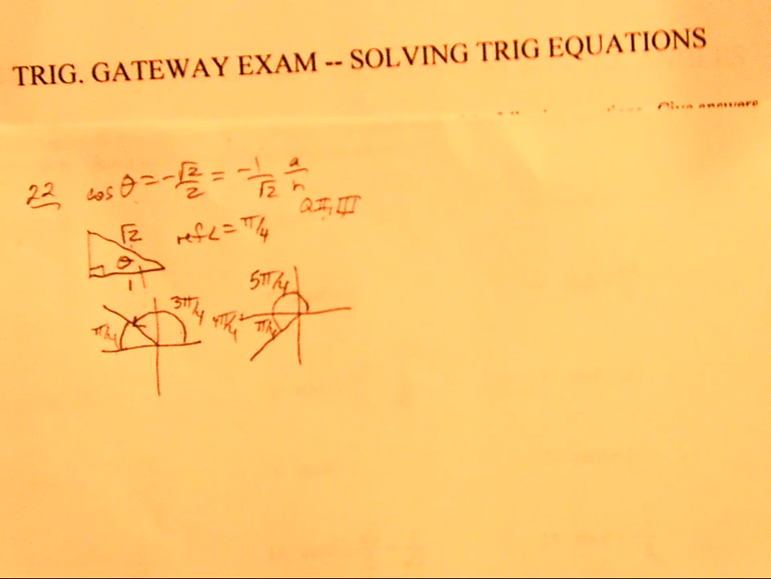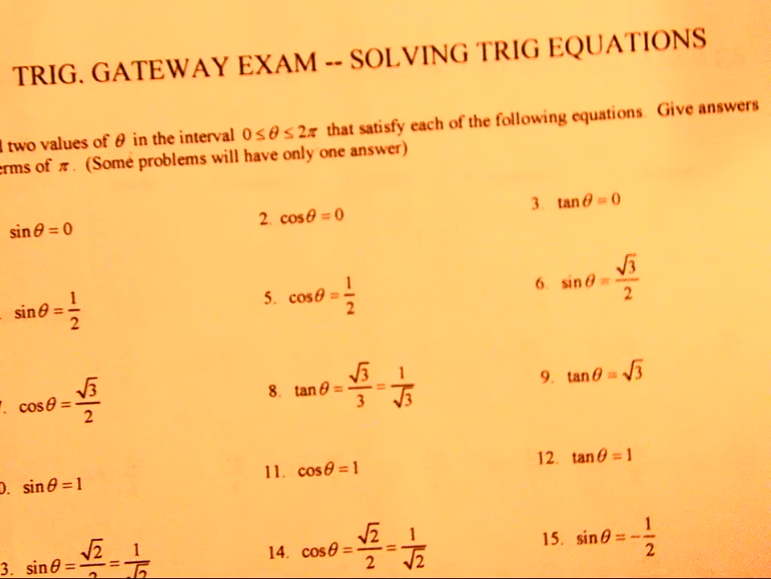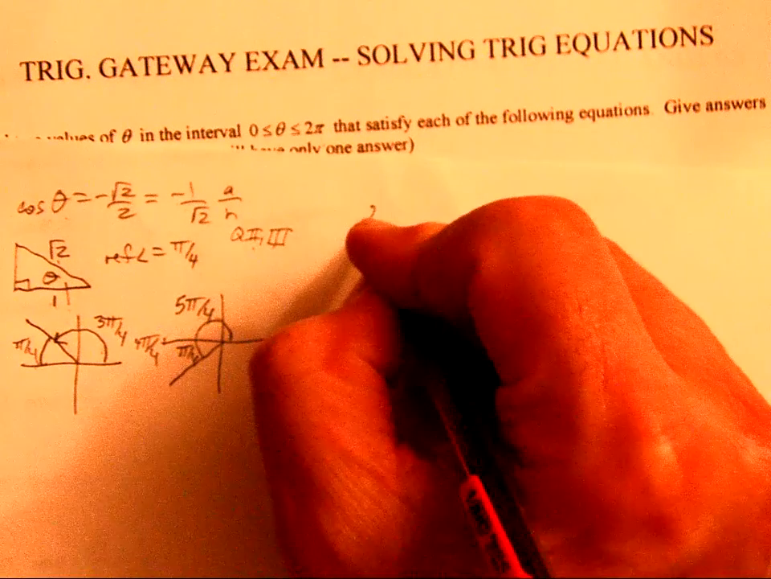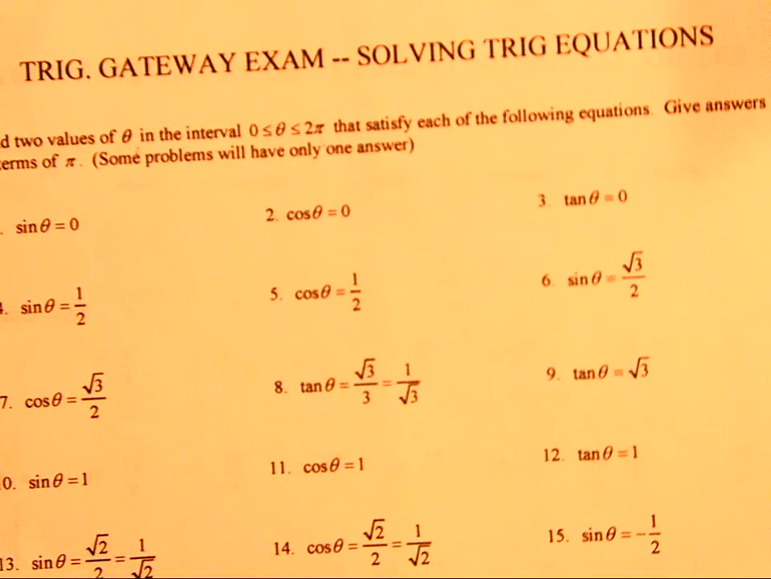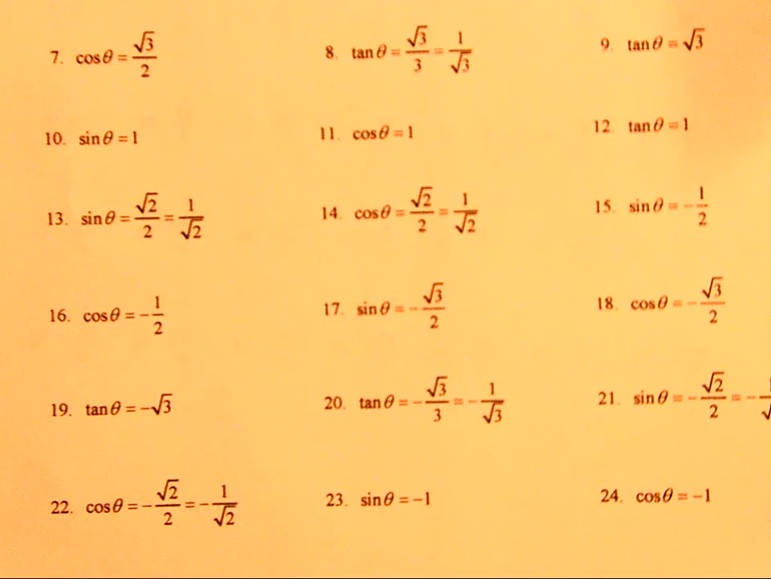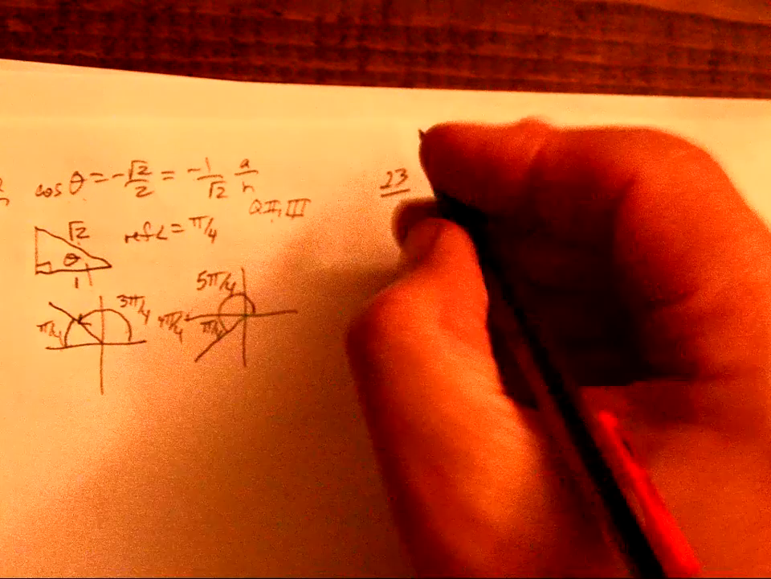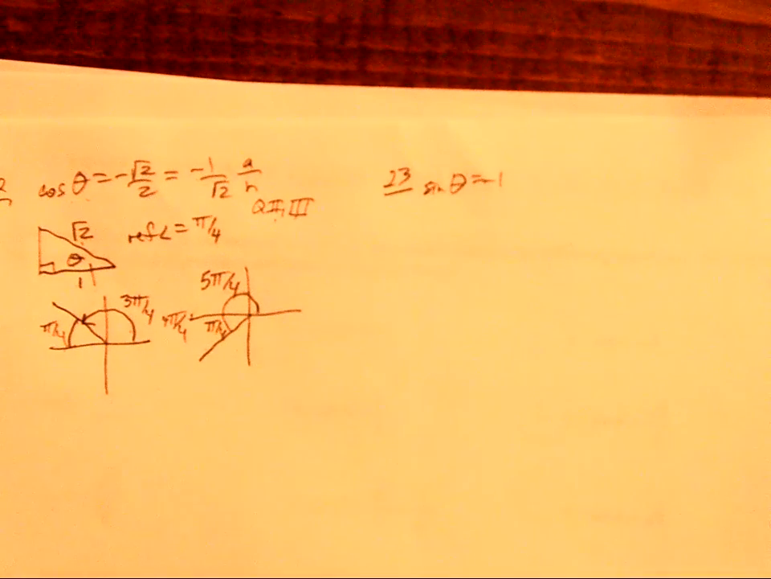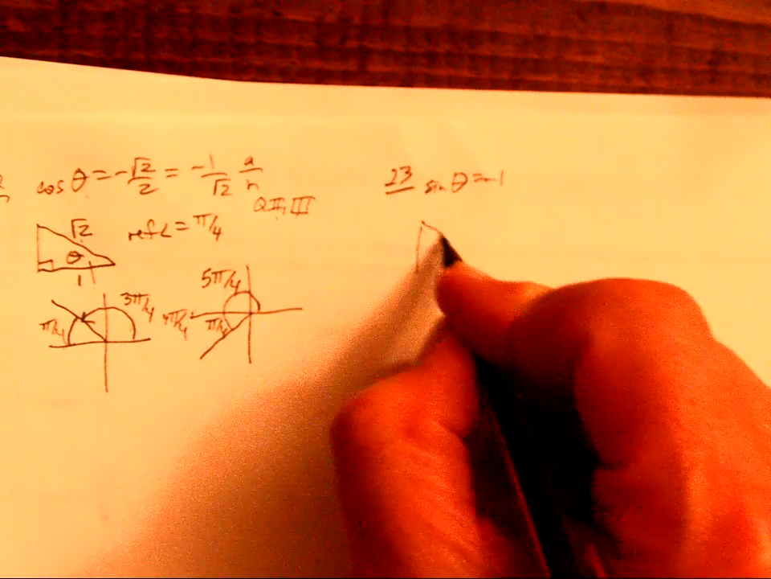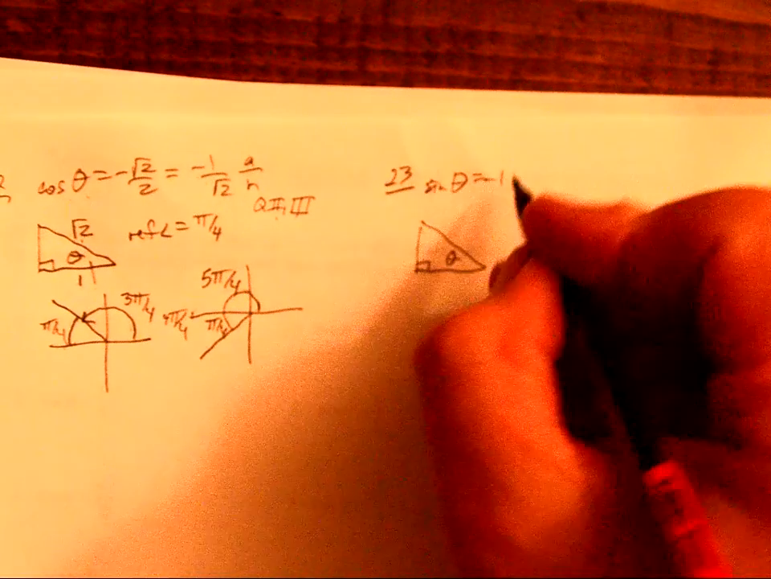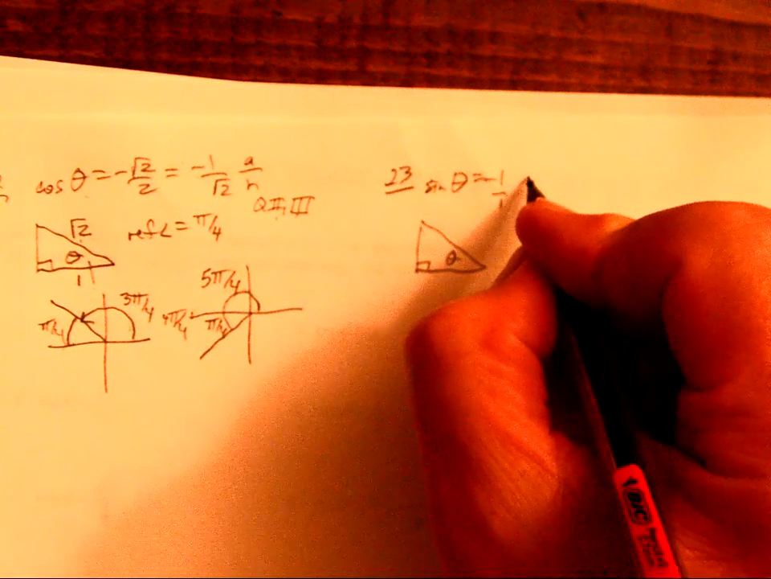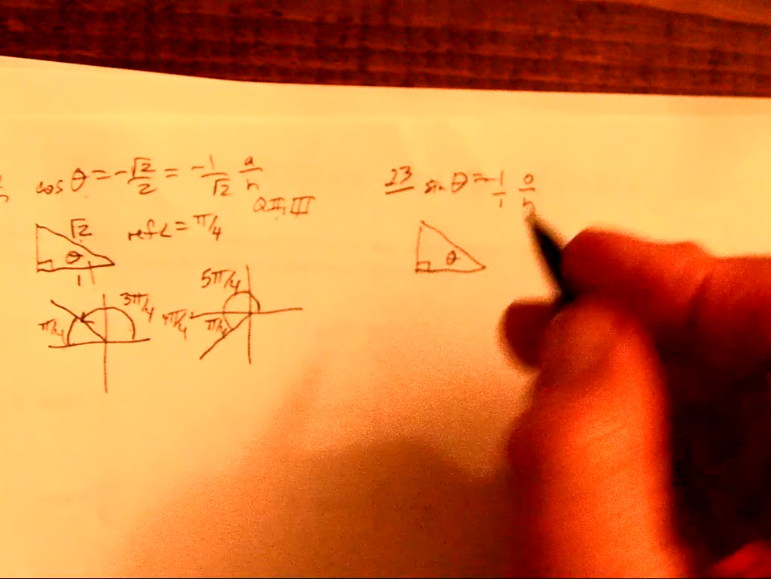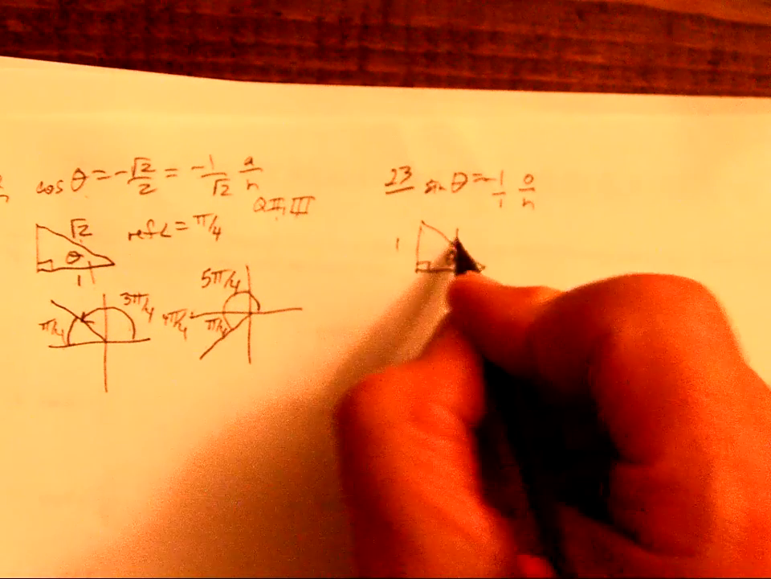Let's do a second one. What if they gave you, let's say they gave us 23. 23 says the sine of theta equals negative 1. So again, the first step says draw a triangle, fill in the sides. Let's think of that as over 1. Sine is opposite over hypotenuse. So that means the opposite is 1 and the hypotenuse is 1.